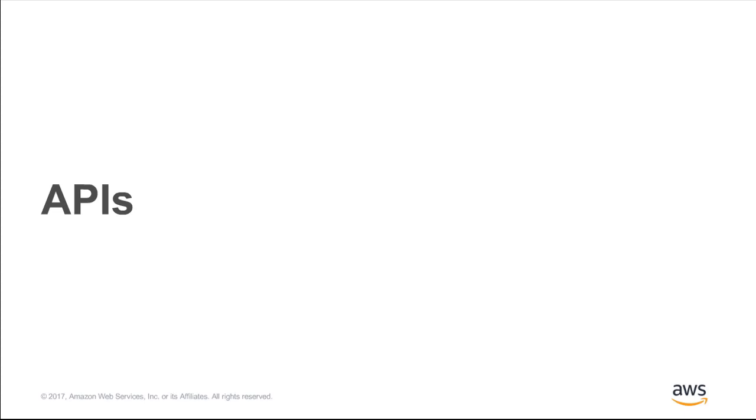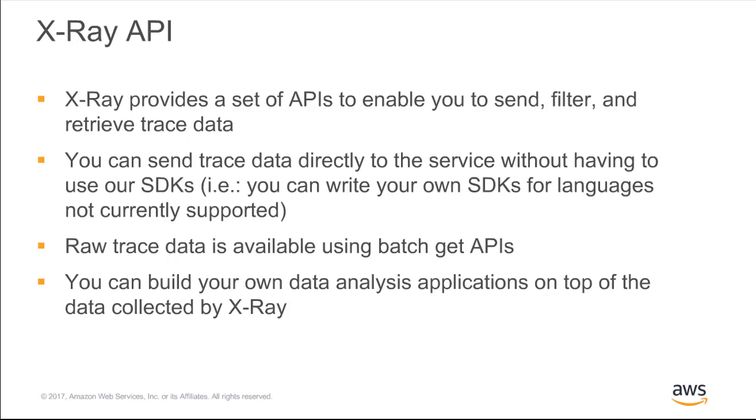So now let's look into the APIs and understand what the APIs do. We'll do a cursory look through the APIs. If anybody's interested in further details, we have fairly extensive documentation, so feel free to search the names of these APIs on Google, for example, and you will definitely find the right documentation. The X-Ray APIs essentially enable you to send, filter, and retrieve trace data.